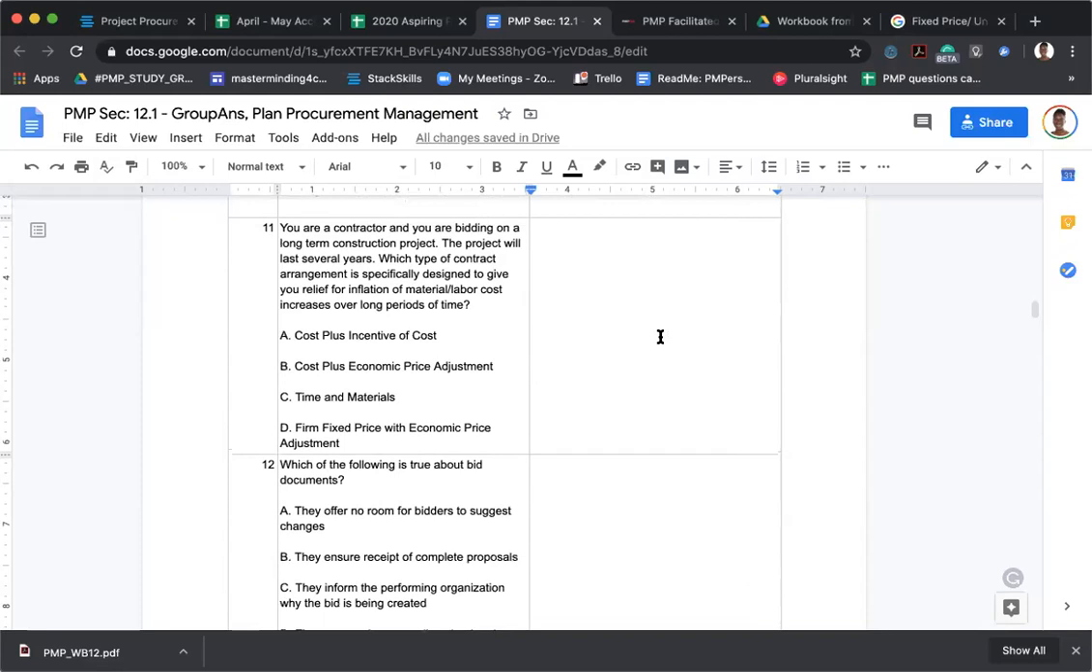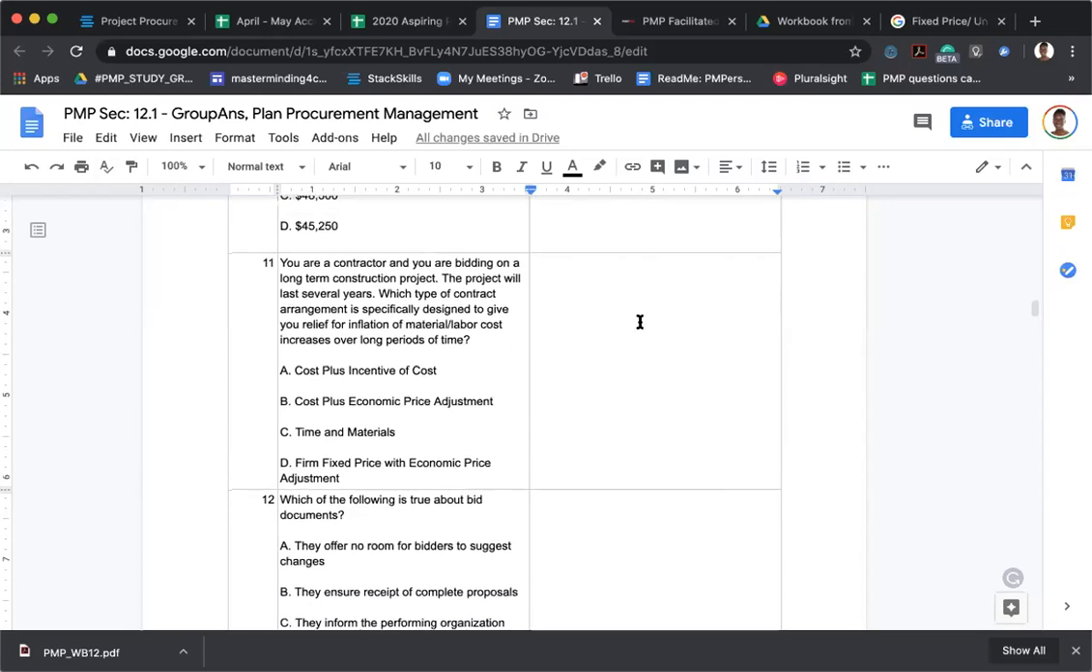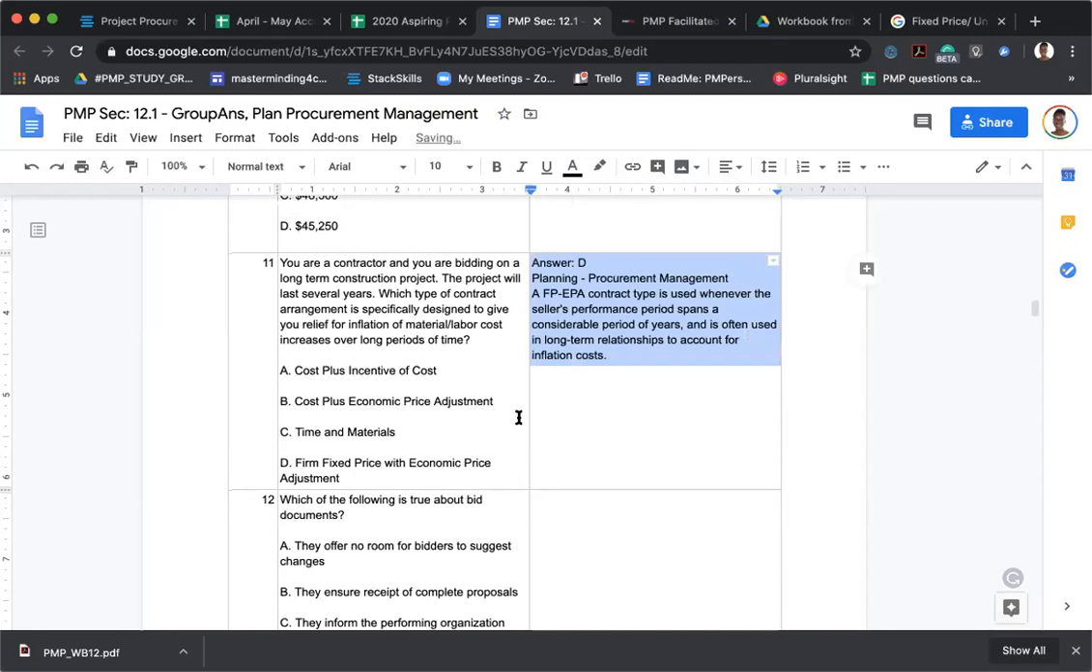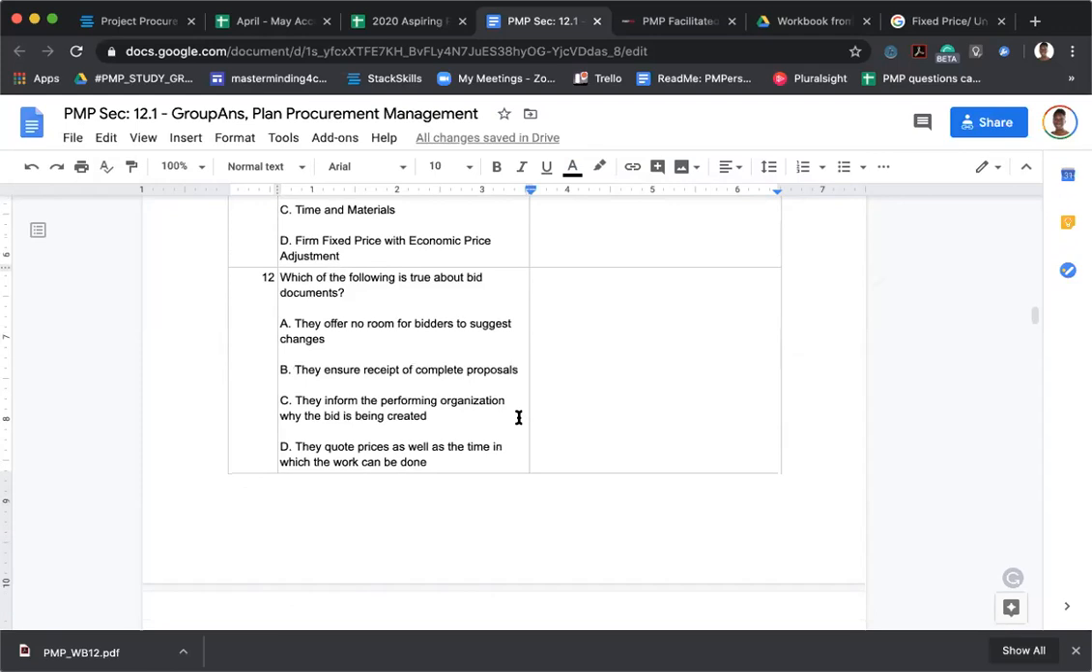Okay, you are a contractor and you are bidding on a long-term construction project. The project will last several years. Which type of contract agreement is specifically designed to give you relief for inflation of material and labor costs increases over long periods of time? A, cost plus incentive fee. B, cost plus economic price adjustment. C, time and materials. D, firm fixed price and economic price adjustment. I like how D sounds. It just sounds like it's economically feasible. You're picking up on the terminology. Right. Exactly.